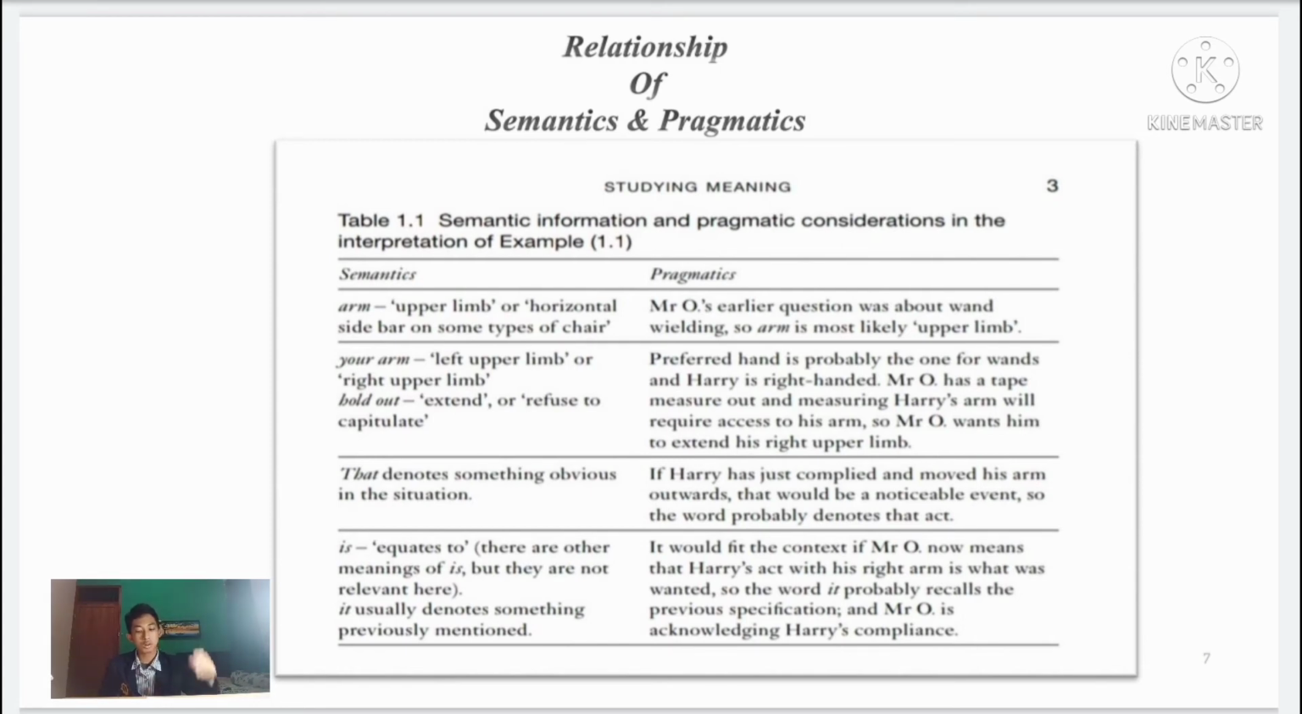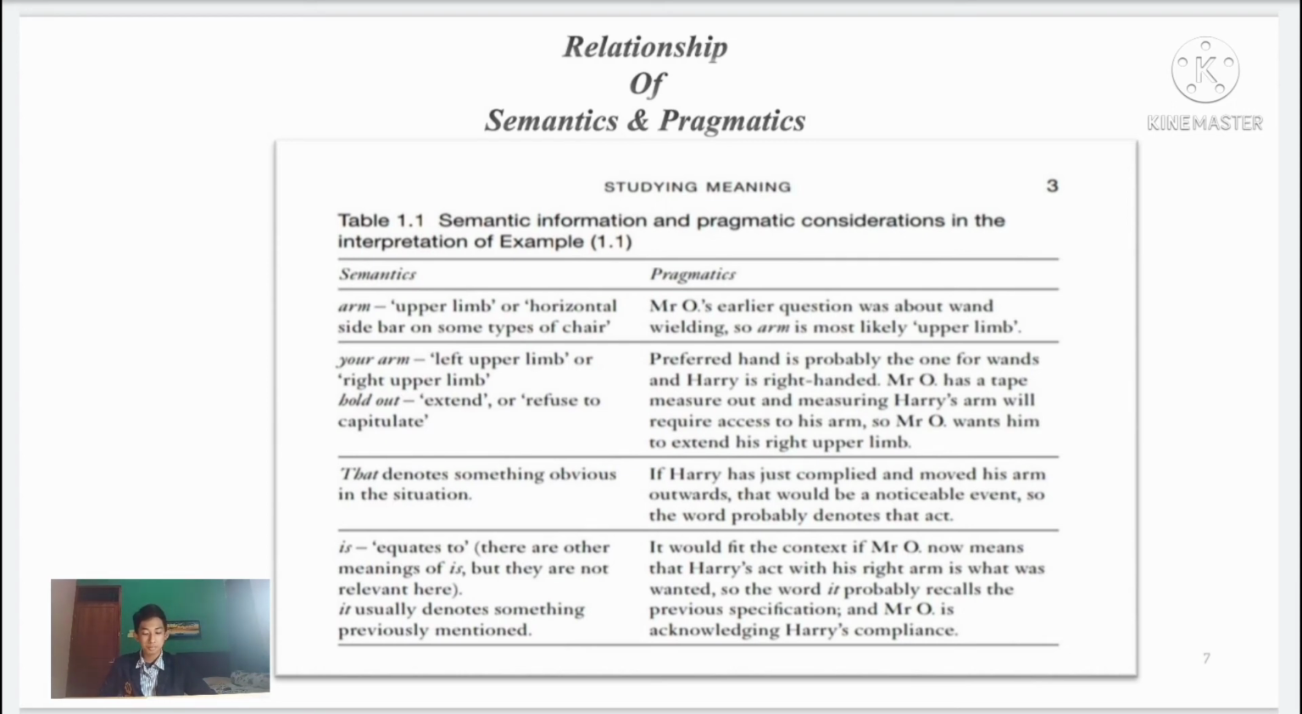"Arm" in here, Mr. Ollivander's earlier question was about one wielding. So arm is most likely upper limb. Jadi maksudnya di sini adalah arm kalau di semantics adalah tangan kamu. Maksudnya itu di semantic. Kalau di pragmatics, arm di sini yang dibilang sama Mr. Ollivander ini adalah orang, maksudnya dia minta tangan kamu yang biasanya pakai untuk menyihir atau memegang tongkat gitu.